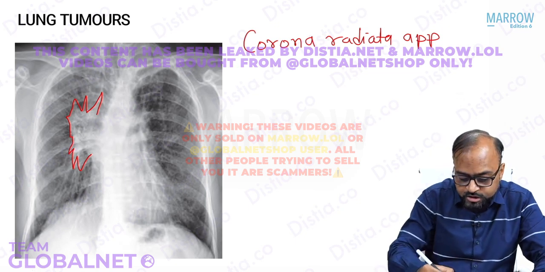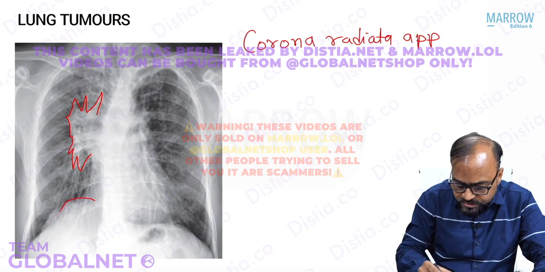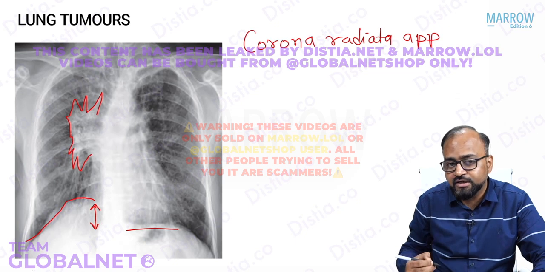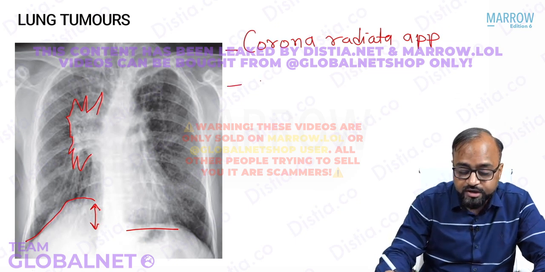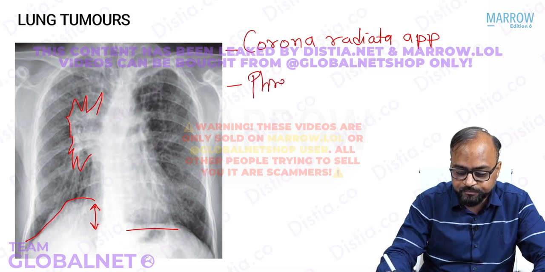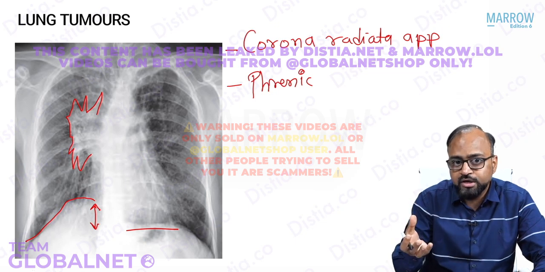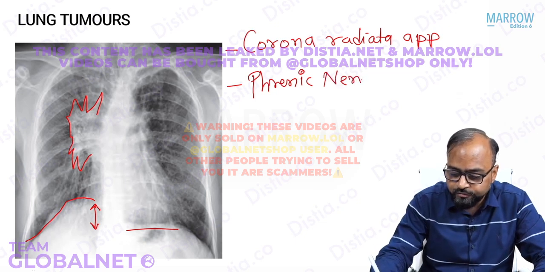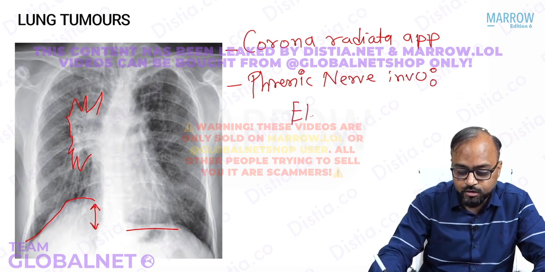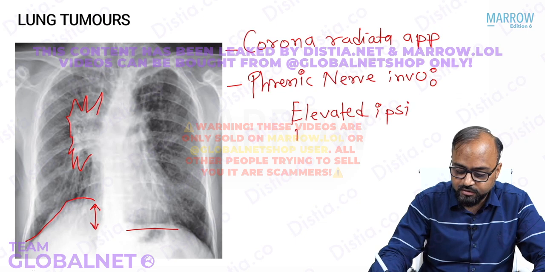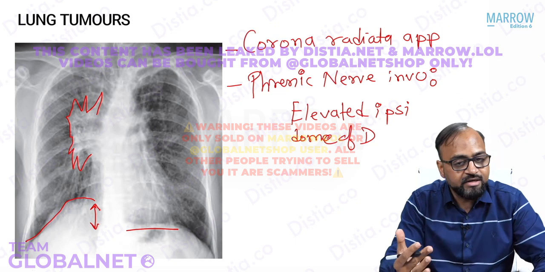Whenever you see a hilar lesion with evidence of slight elevation of the hilum, so see there is significant difference between the levels of the right and the left hilar, then it usually indicates phrenic nerve involvement. So you see a hilar tumor or a hilar lesion, it has an aggressive appearance, a corona radiata like appearance, and there could be phrenic nerve involvement that is indicated by elevated ipsilateral dome of diaphragm. So this could be an indirect sign.